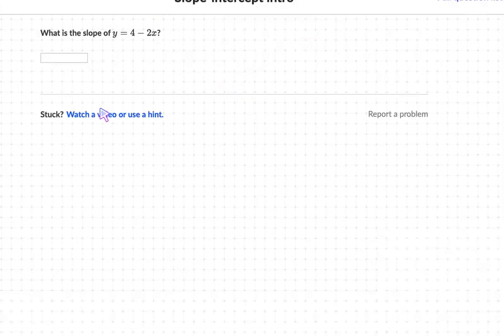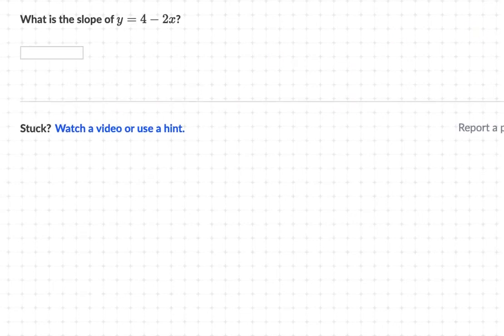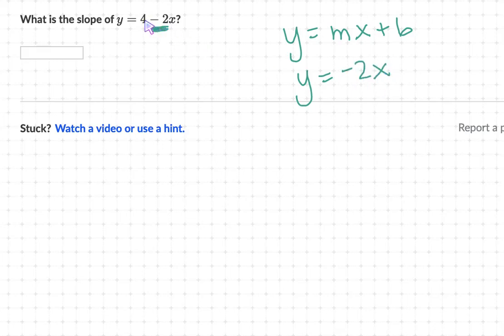All right, so this problem wants us to figure out what is the slope of y equals 4 minus 2x. Pause the video and try it on your own first. Okay, so I'm always going to go to y equals mx plus b. It's so important because it gives me so much information. So let's try and write this in y equals mx plus b form. I'm going to keep that y there. I'm going to put my times x next, and that has a -2 in front of it. This negative belongs to that 2, so it has to follow it. And then this 4 is a +4.